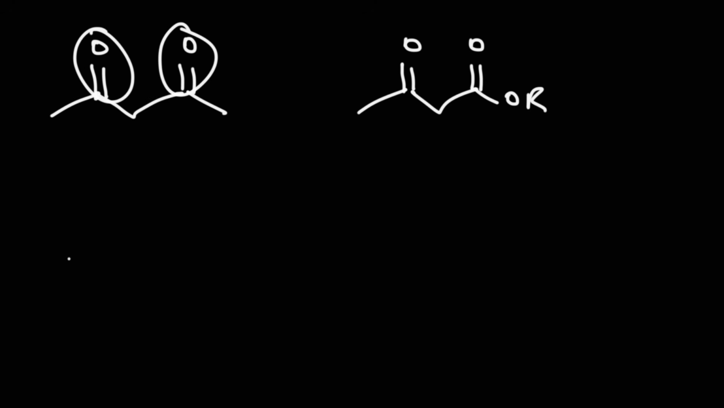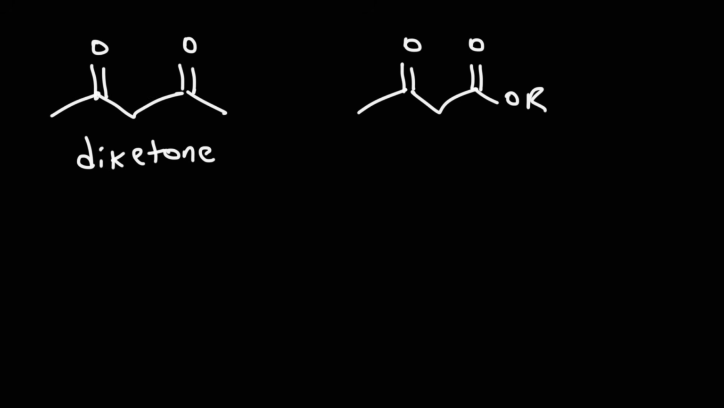What would you call this functional group? And let's compare it to this one. So here we have a ketone and a ketone. So you can call that a diketone. But it also has another name, a beta diketone. So relative to this ketone, the other one is on a beta carbon. This will be the alpha carbon, this is the beta carbon. So it's a beta diketone.